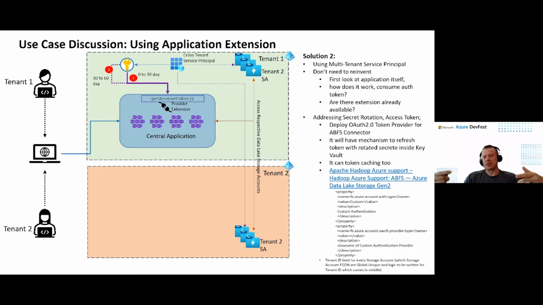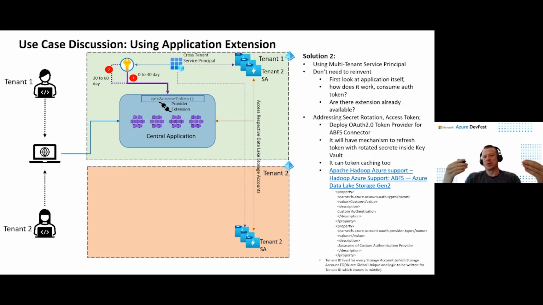So don't reinvent the wheel, right? Try to look into the project, go to Git, look at the source code, and this is what we found with Akash for this specific scenario: there is actually a class provided by the community, the Hadoop developers, to extend the way that you get a token, to make it more flexible, right?